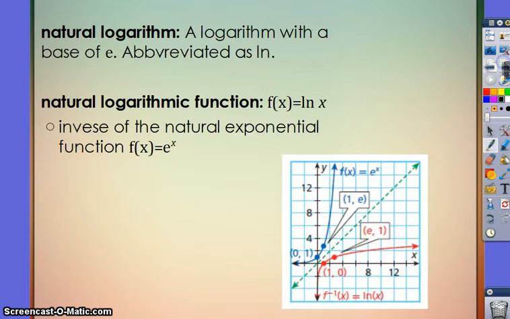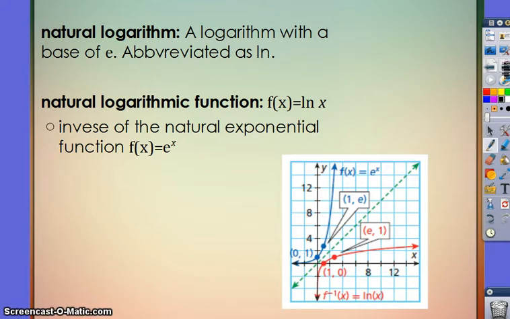So that's e. We have two definitions that go with this lesson. We have a natural logarithm and the natural logarithmic function. So I'd like to pause the video now and let you go ahead and write that down. Okay, now we're back.